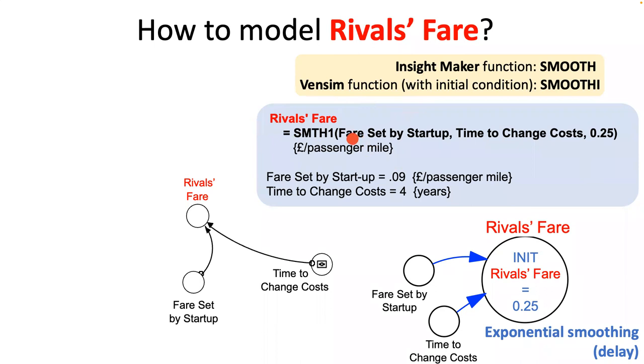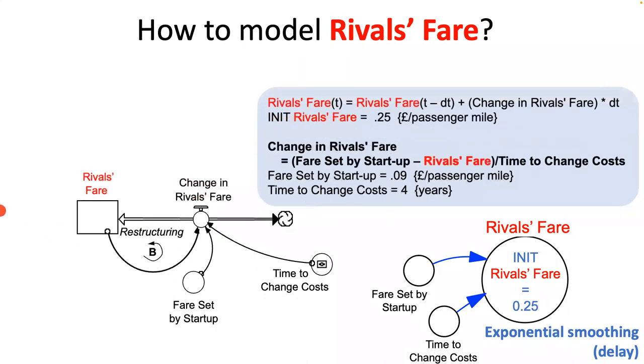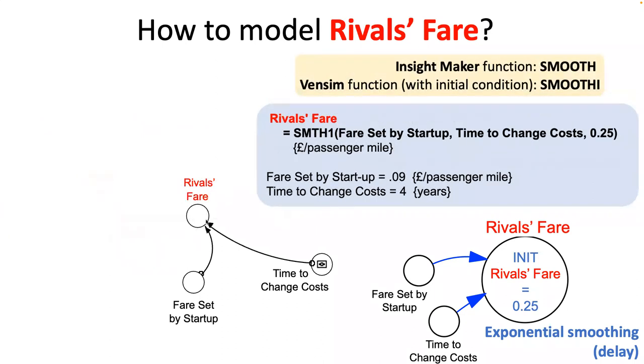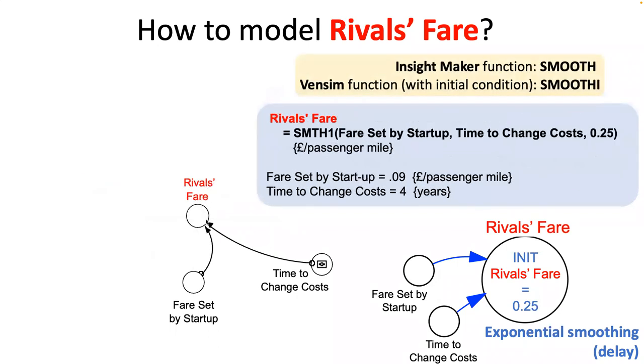And you can see it's got the target. This is like the input, this is like the time constant, and that's the initial condition. So smooth I in Vensim with these arguments, smooth in InsightMaker with these arguments, and that completely gets rid of this whole thing here. All right. Any questions about how that's a smoothing delay? Okay.